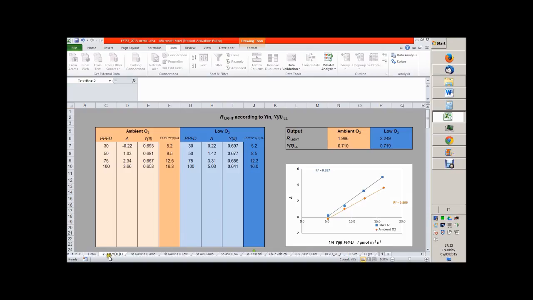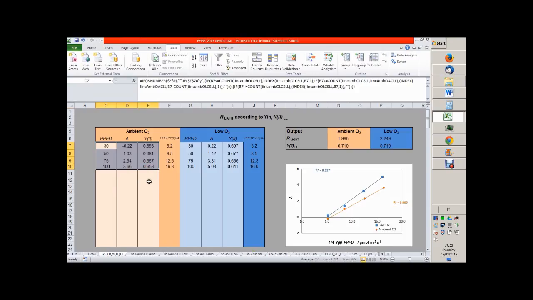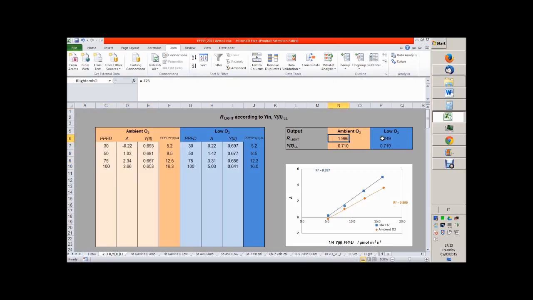Sheet number 2.3, where a straight line is fitted to the initial part of the light curves obtained under ambient and low oxygen. The data used are those data points assigned the limitation 1, so the initial part of the light curves. The parameters derived are respiration in the light under ambient and low oxygen, and the initial yield of photosystem 2, which is extrapolated to 0 light intensity. If the plots are linear, no action is needed.